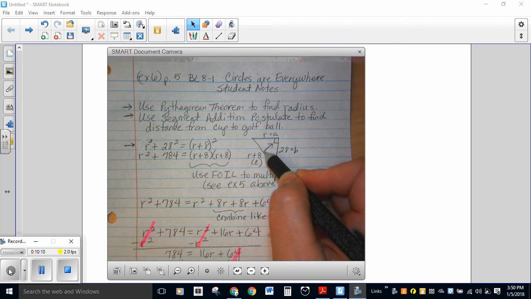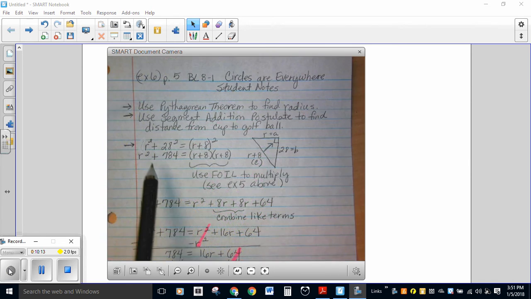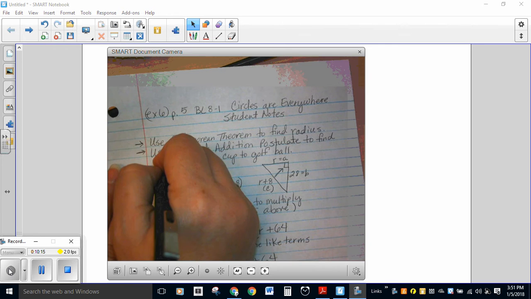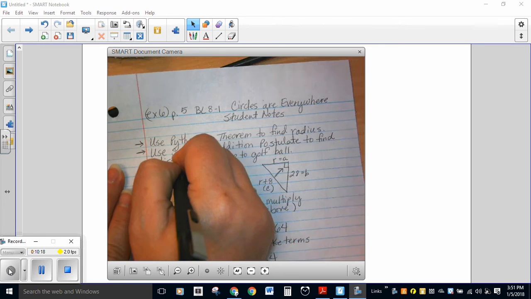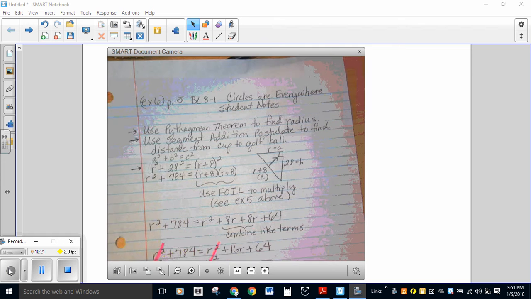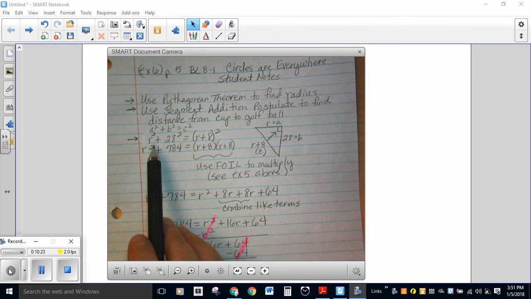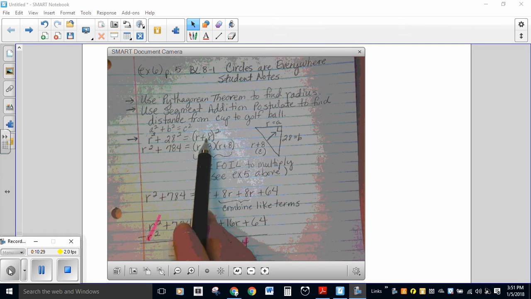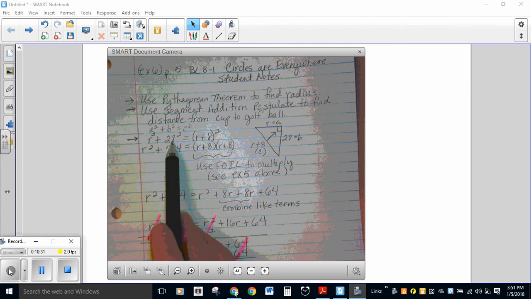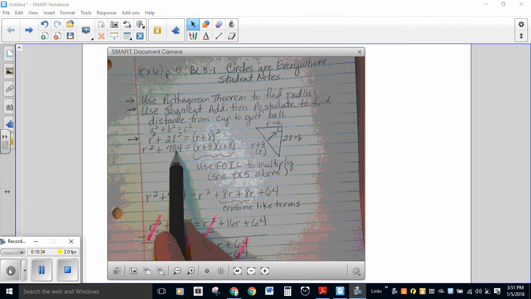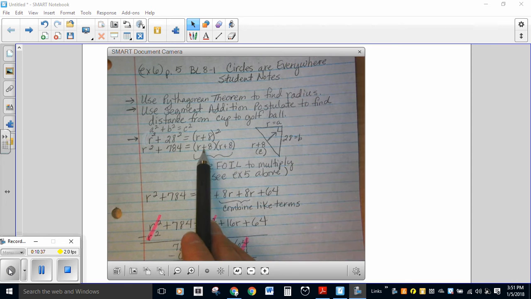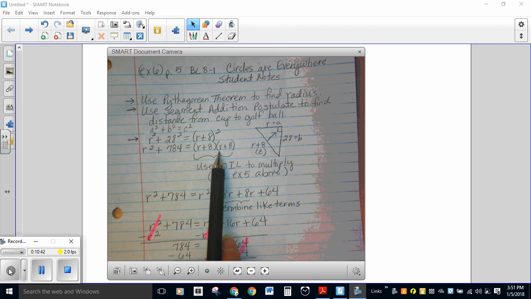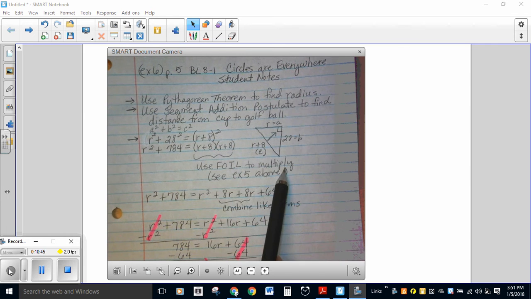So I plug in using the Pythagorean theorem, which is A squared plus B squared equals C squared. So I plug in r for A, 28 for B, and r plus 8 squared, or r plus 8 for C. So I went ahead and did 28 squared. 28 times 28 is 784. Then remember, r plus 8 to the second power means r plus 8 times r plus 8. Now, this just happens to be the same exact one from example 5, so you're going to use the full method, and that's where you get the r squared plus 8r plus 8r plus 64. So you can go back and look at number 5.